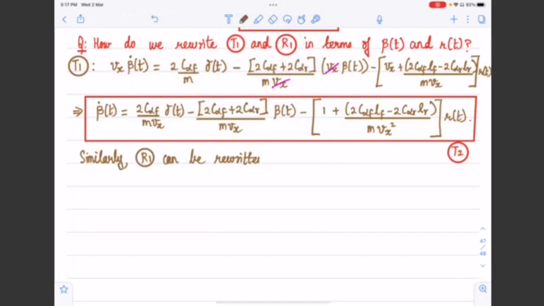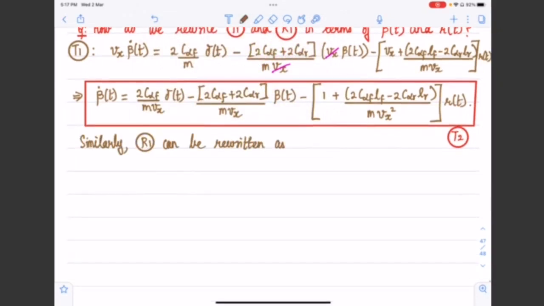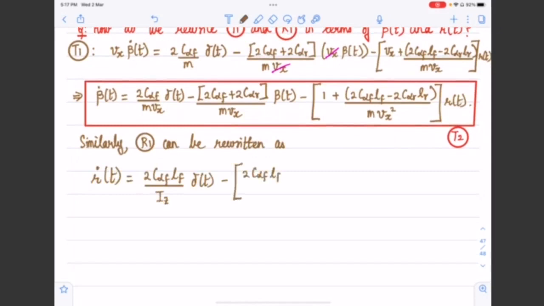Okay, so I leave this as an exercise to you. We have already substituted it. You just need to simplify it a little bit. So we will get an expression for R dot P. R dot P will become 2C alpha F LF divided by Iz, delta T, minus 2C alpha F LF minus 2C alpha R LR, whole thing divided by Iz.